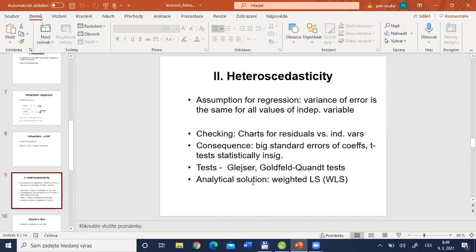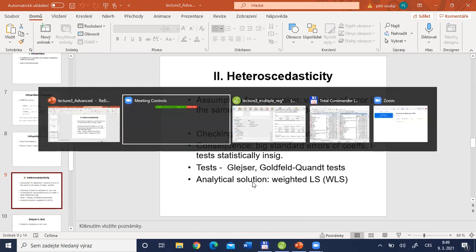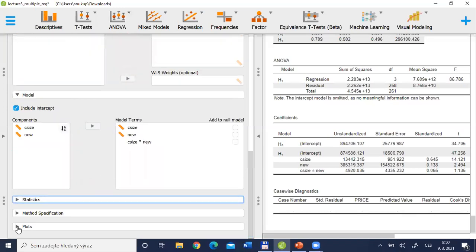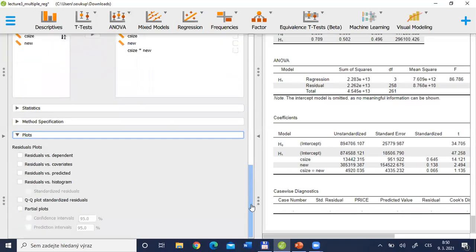First, and I would call it maybe the simplest, or at least it seems the simplest way of detecting heteroskedasticity, is to look at some special charts for residuals. Usually you would make a picture of residuals versus independent variables. If we try to prepare some pictures in JASP, it's not too difficult. You would visit the last section, which is called plots. And here there is an option of plots, residuals versus covariates. This is the second type of plots present here.